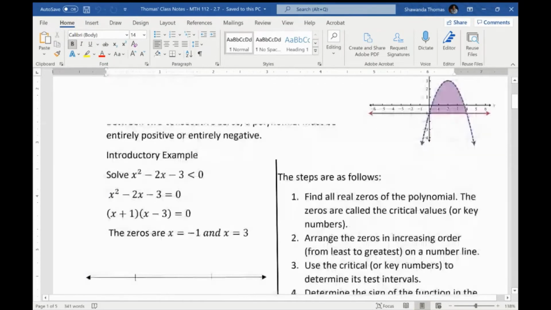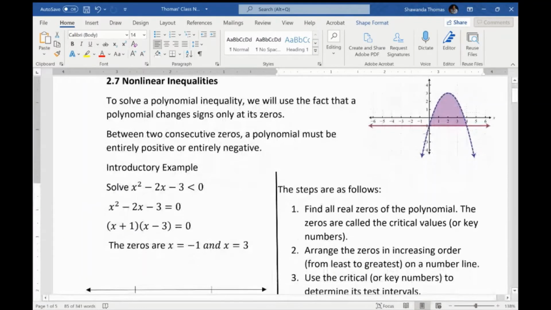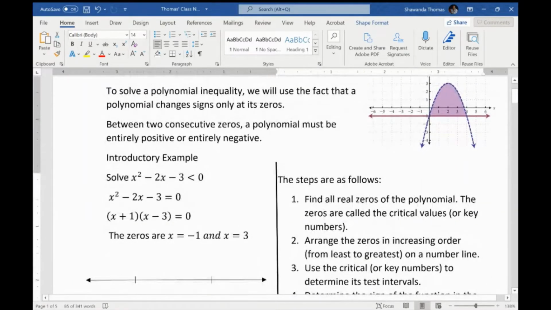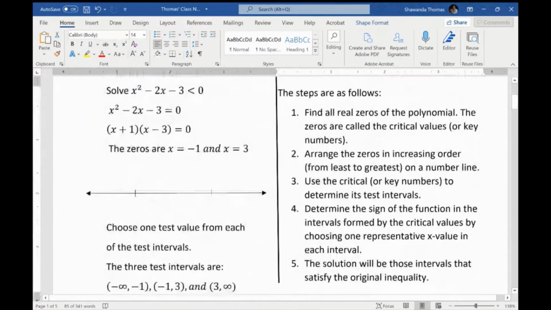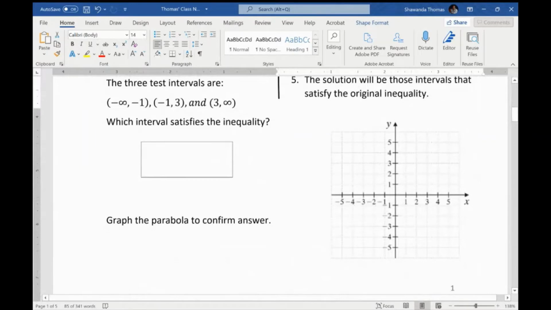This section is called nonlinear inequalities. To solve a polynomial inequality, we will use the fact that a polynomial changes signs only at its zeros. Let's continue to practice graphing. First, I'm going to go down to the bottom where this coordinate axis is. And what I want us to do first is graph.